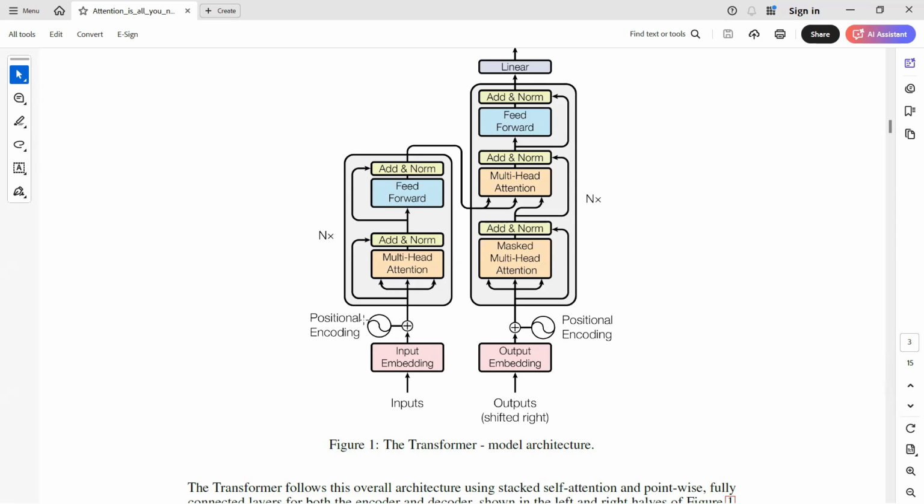If you can see here, the sum of the positional encoding and input embedding goes into multi-head attention, and the same thing is going into add and norm as well. So this yellow part, add and norm, is what we are going to focus on today.